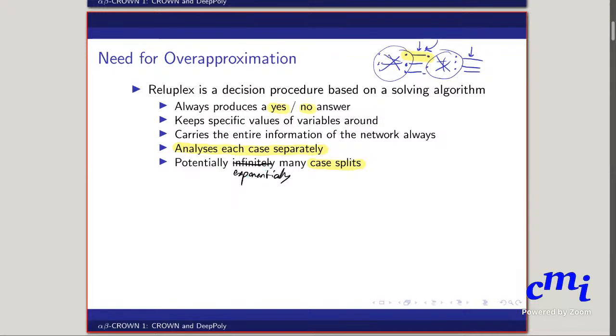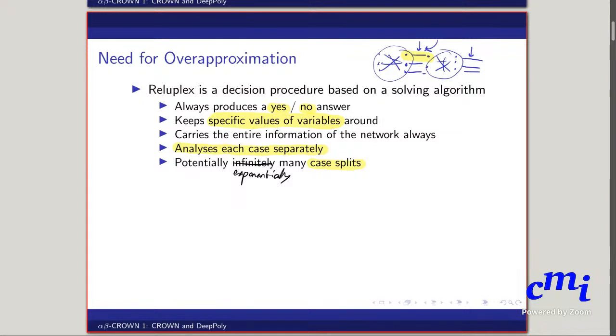So it's always going to produce a yes or no answer, and this is something that we will contrast with some of the later algorithms, right? And the other interesting thing about ReLUplex to keep in mind as we go forward is that it always keeps very specific values of the variables around, right? If you stop the ReLUplex algorithm at any point, either within the LP phase or within any of the other phases, it is actually exploring a very particular specific value of the network, right?